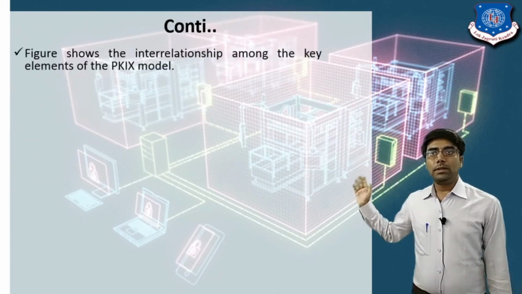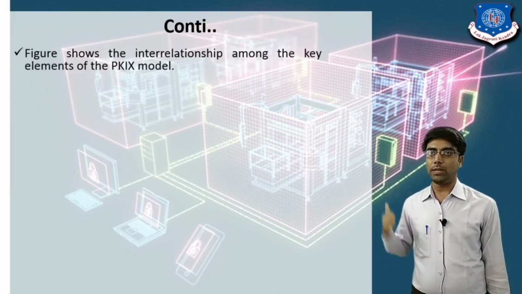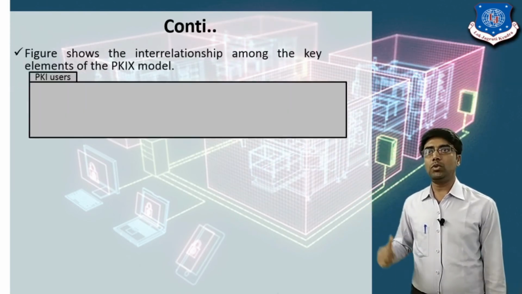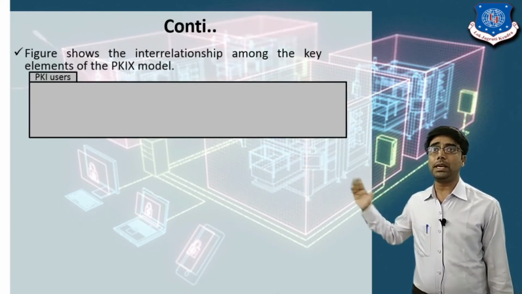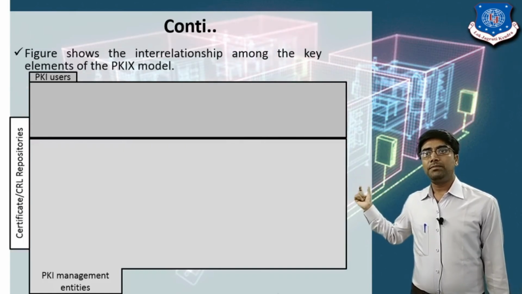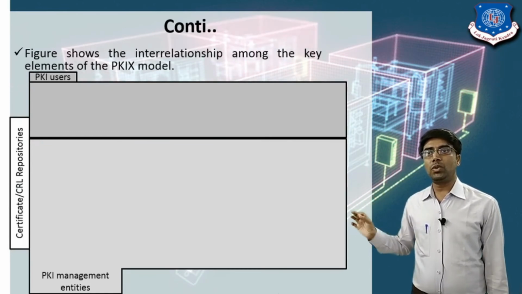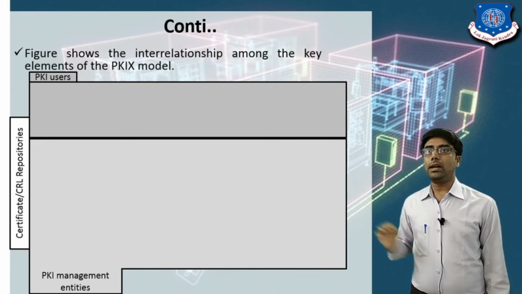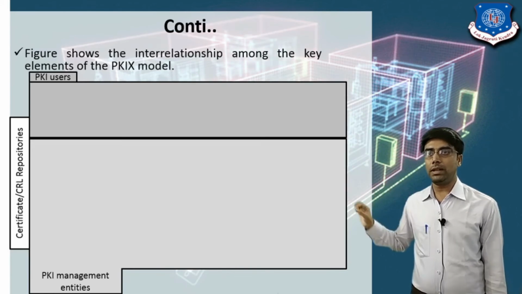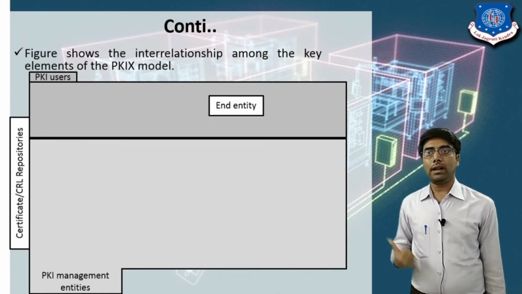Now the figure shows the interrelationship among the key elements of the PKIX model. PKIX means public key infrastructure X.509 model. In this model, first of all we are considering the PKI users, which are public key infrastructure users. Here is the certificate CRL repository. It means all the certificates will be stored in this certificate repository. And second, the certificate revocation list. It means the revocation certificates are also stored in the certificate or CRL repository.